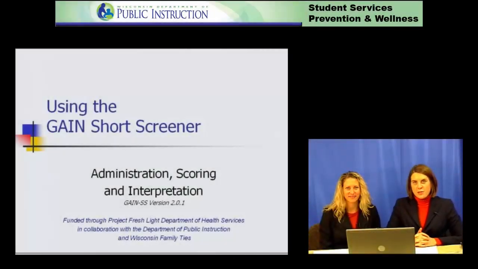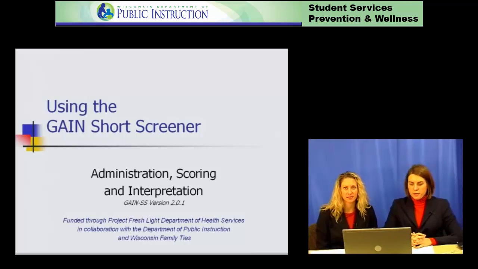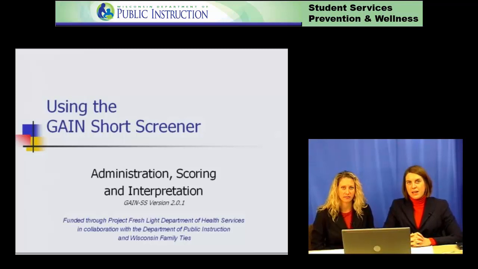This is the training using the Gain Short Screener. This was funded through Project Freshlight, Department of Health Services, in collaboration with the Department of Public Instruction and Wisconsin Family Ties. I'm Erin Triplett. And I'm Heather Sweet. And we're here from Chestnut Health Systems, the creator of the Gain SS, to help you learn to use this valuable tool.